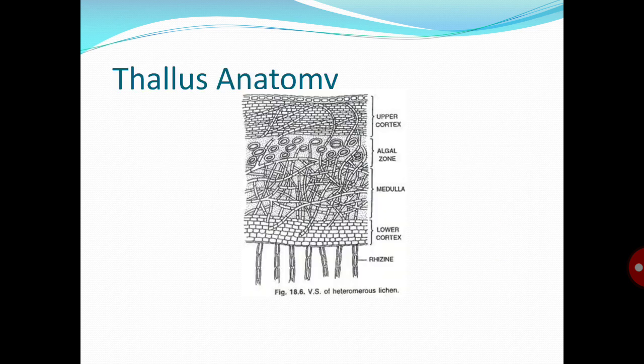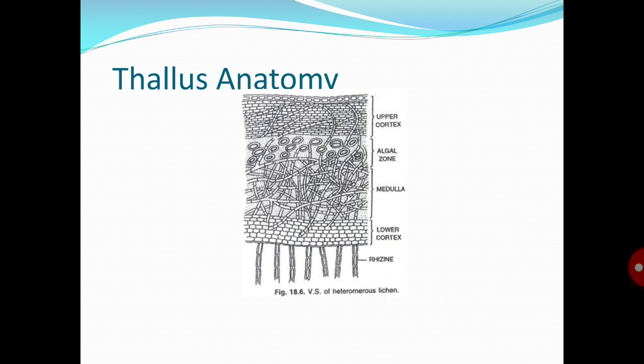When you see the thallus anatomy in the lichens, we can see four different regions. They are, as you see in the slide, upper cortex, algal zone, medulla, and lower cortex. Upper cortex is with tightly coiled fungal hyphae and they are thick. Upper cortex is followed by a thin layer of algal zone. It is also known as gonidial layer, where we can see algal cells, followed by a wide region that is called medulla, where fungal hyphae are loosely coiled.